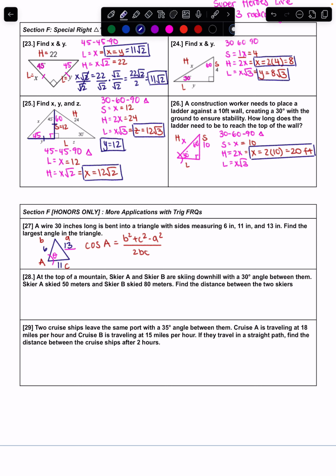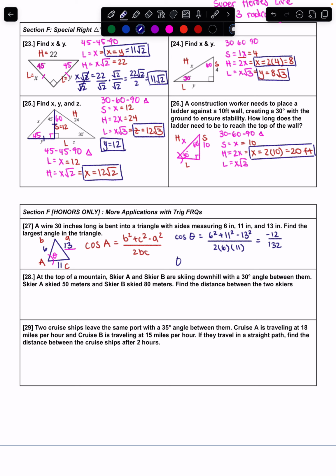Okay, so I'm just going to go ahead and plug in what I have. So cosine theta is equal to 6 squared plus 11 squared minus 13 squared all over 2 times b is 6 and c is 11. Okay, so put that in your calculator, see what kind of fraction you get. So 6 squared plus 11 squared minus 13 squared, that gives me negative 12 all over 12 times 11, 132.